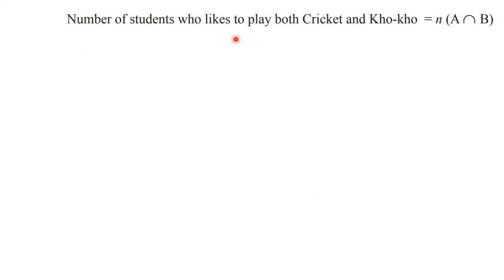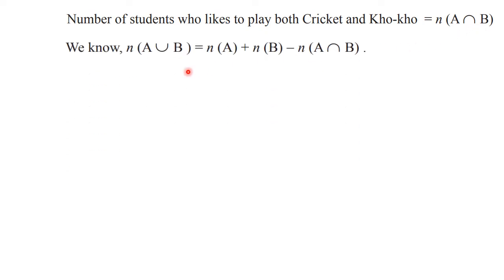The number of students who like to play both cricket and kho: see the AND word here, that is N of A intersection B, which we want to find. Write down the formula, and before the formula always write down 'we know that' or 'we have', because this is our knowledge; we have already studied this formula. So we know that N of A union B is equal to N of A plus N of B minus N of A intersection B. The formula is written.